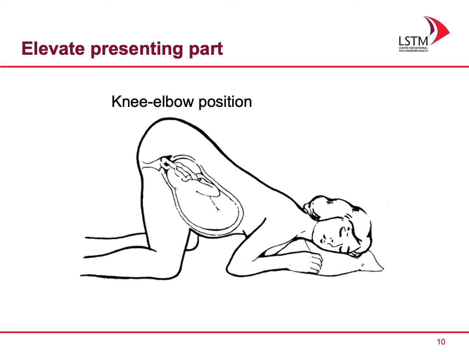This is the knee-elbow position, where the woman lies on her elbows with her face down while she's on her knees. With the use of gravity, the baby will tend to go down, releasing itself from compressing the cord on the bony pelvis. So this will actually help us in avoiding compression of that cord.